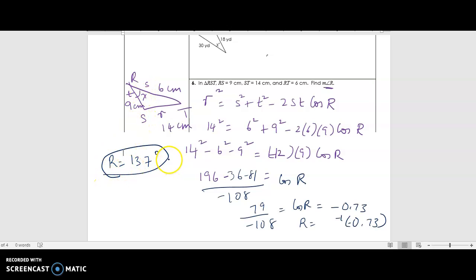Okay, so this is how you use law of cosines to find unknown measurements. Some with angles, some with the lengths, side lengths.